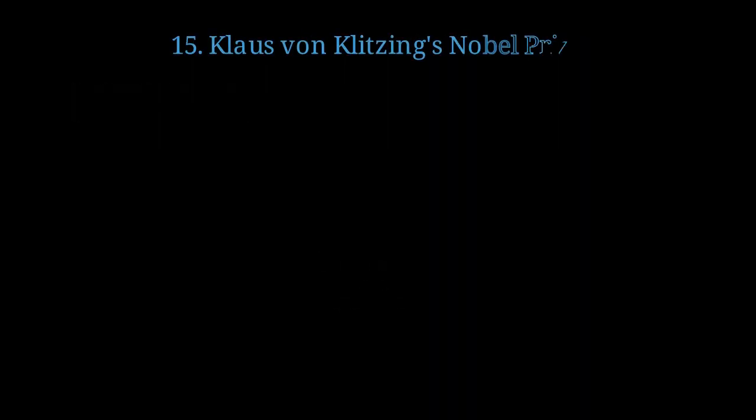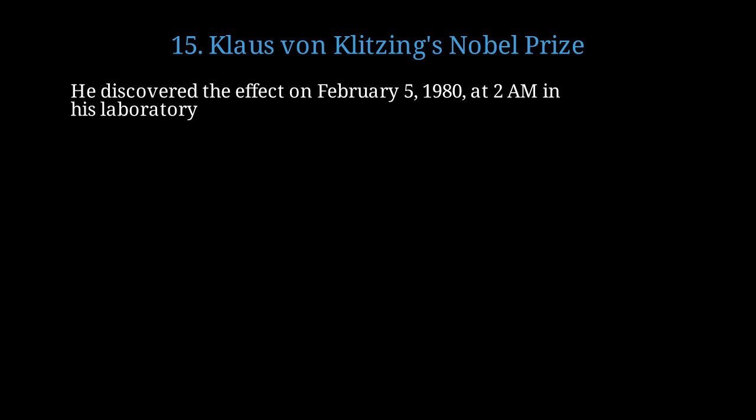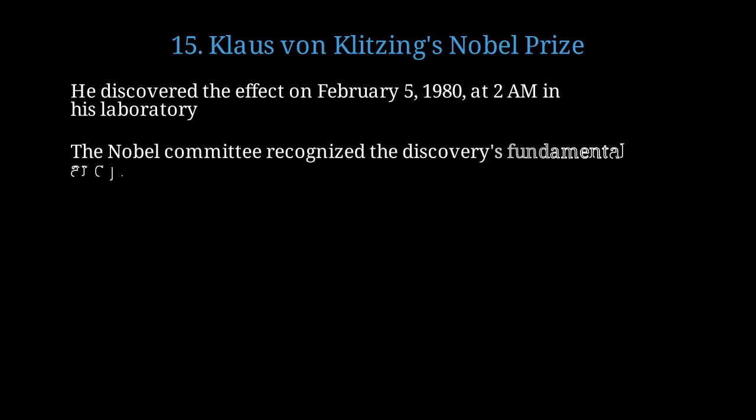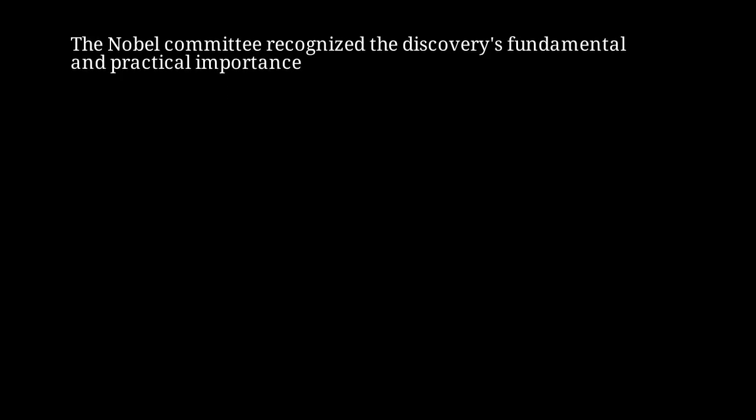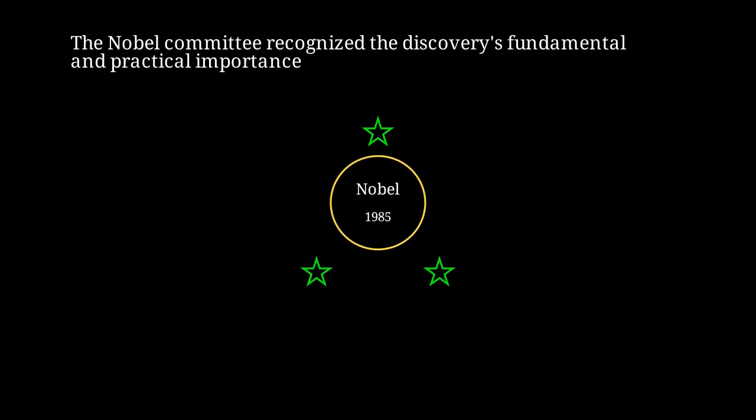In 1985, Klaus von Klitzing was awarded the Nobel Prize in Physics for his discovery. Von Klitzing made his groundbreaking discovery on February 5, 1980, at 2 a.m. in his laboratory at the High Magnetic Field Laboratory in Grenoble, France. The Nobel Committee recognized both the fundamental theoretical importance and the practical metrological applications of the discovery. The Nobel Prize medal represents the highest recognition in physics, awarded to von Klitzing for opening an entirely new field of research.